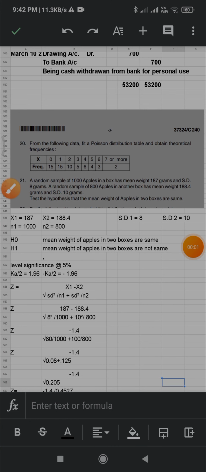Hello students, today I am coming with a new problem on the large sample test. I have taken again a question paper problem here, question number 21.